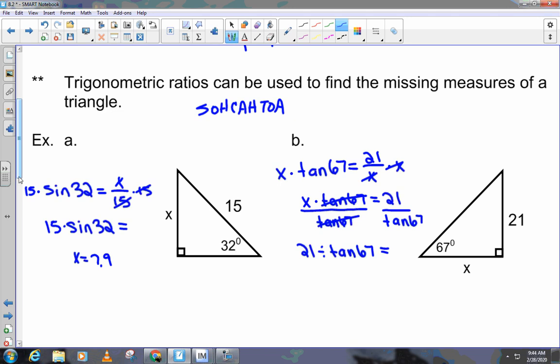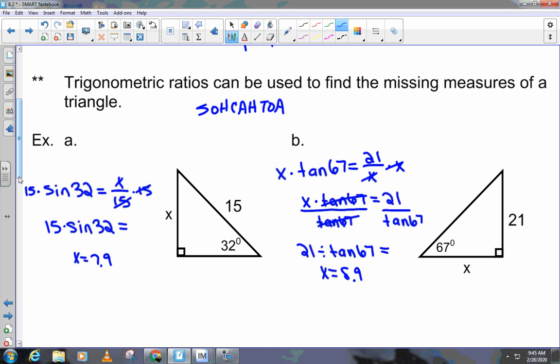So 21 divided by the tangent of 67. And what did you get? 8.9. Everybody get 8.9? Okay, so the answer is 8.9.